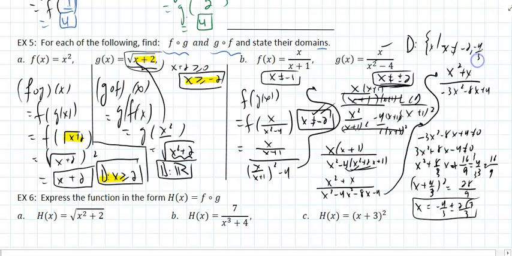I'm going to move this. I'm going to put this up here just because I'm running out of space. Plus or minus 2 radical 3 over 3. 2 radical 7.